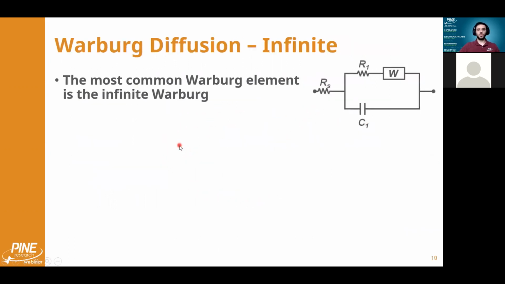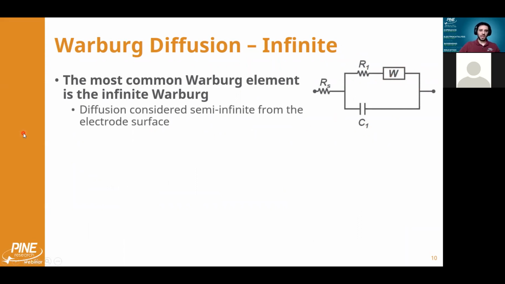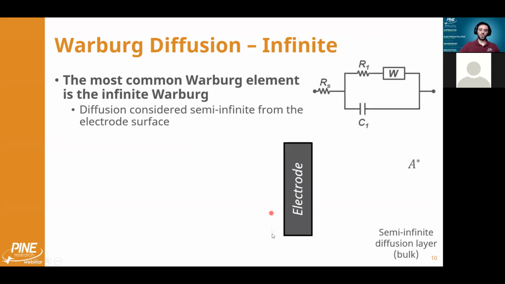So the infinite Warburg diffusion element is the most common one. Typically you have a W, just a plain W. Usually when you see that, that means the infinite Warburg, as indicated by the name, when you consider diffusion to be infinite or semi-infinite from the electrode surface. So you have some kind of situation where you have an electrode, like a disc electrode or a plate electrode, with some characteristic length or dimension in, let's say, a solution or a glass cell with a large volume comparatively to the size of the electrode.